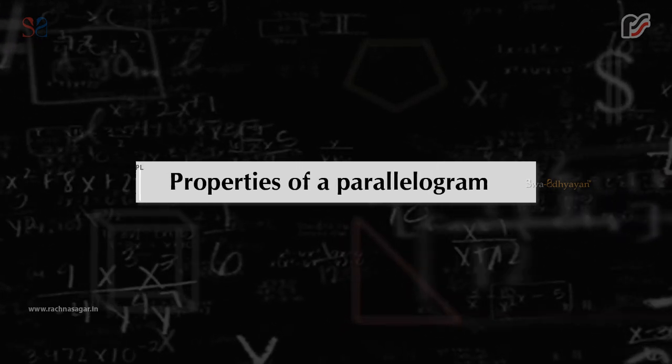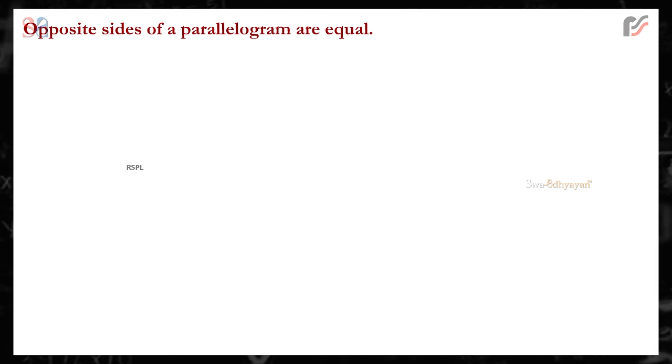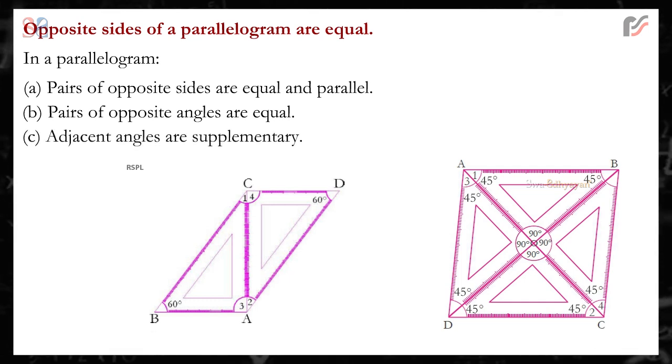Properties of a parallelogram. Opposite sides of a parallelogram are equal. In a parallelogram: A. Pairs of opposite sides are equal and parallel. B. Pairs of opposite angles are equal. C. Adjacent angles are supplementary. D. Diagonals bisect each other.